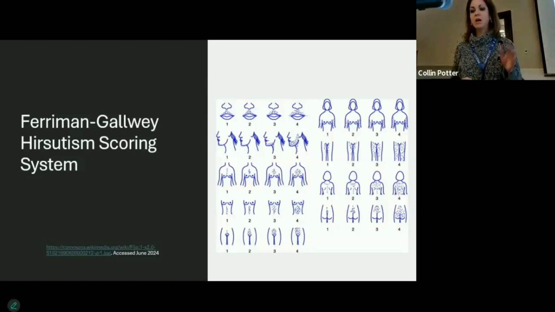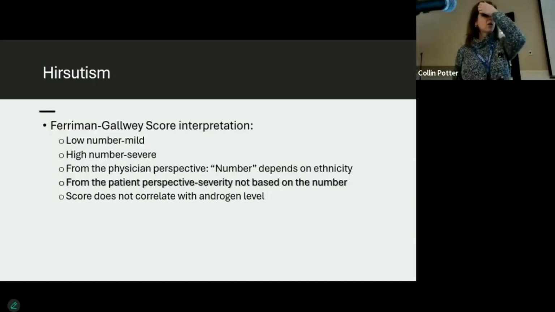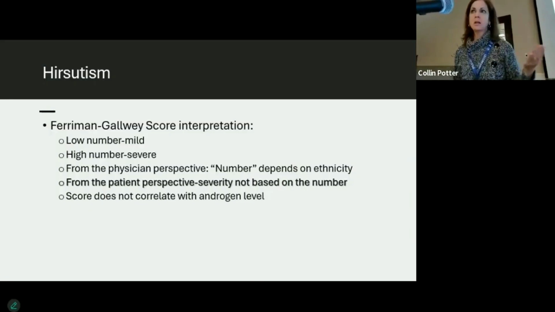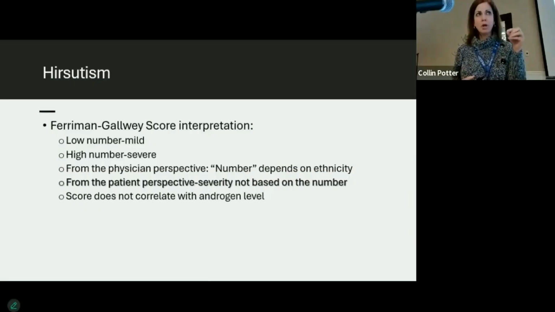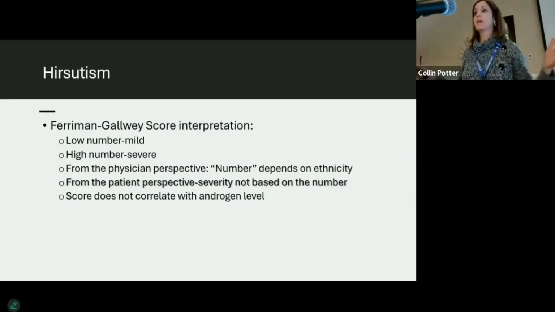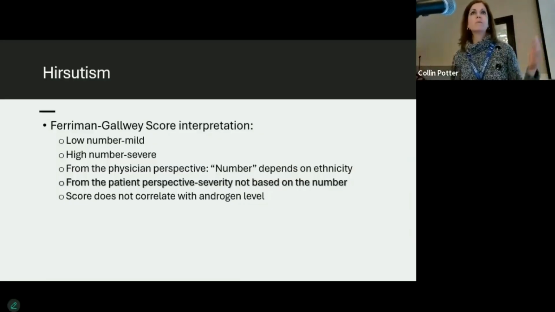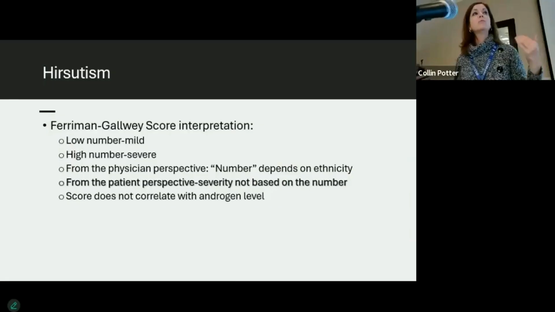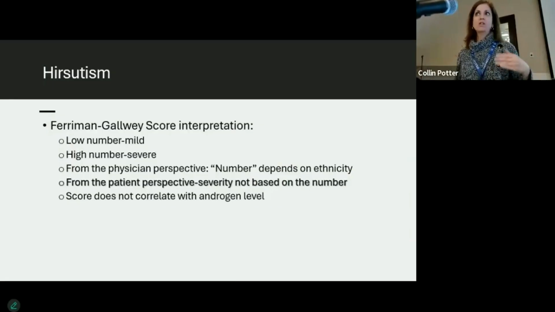So with respect to this, how do we interpret it? It's not an exact number in that sense, like a low number is mild and a high number is severe. From the physician's perspective, we have to remember that the number can depend upon the patient's ethnicity, so we have to scale that in our minds depending on ethnicity. But from the patient's perspective, that number means nothing. The patient determines the severity for themselves, and it is important for us to listen to that, to help guide our treatment.